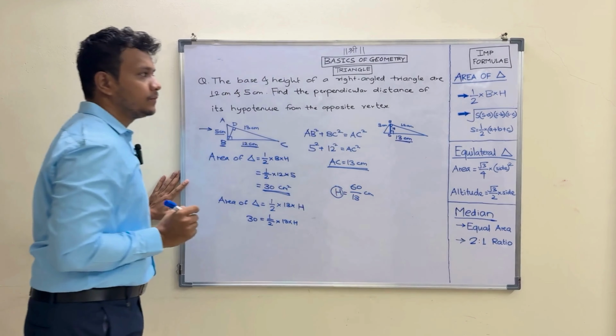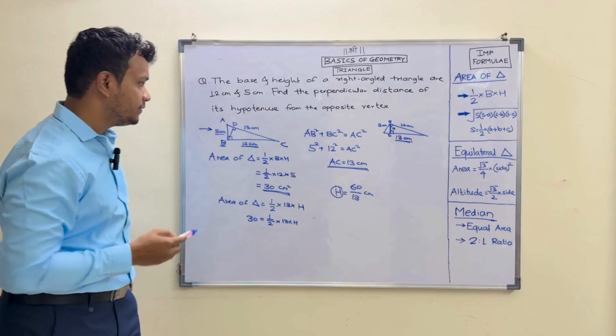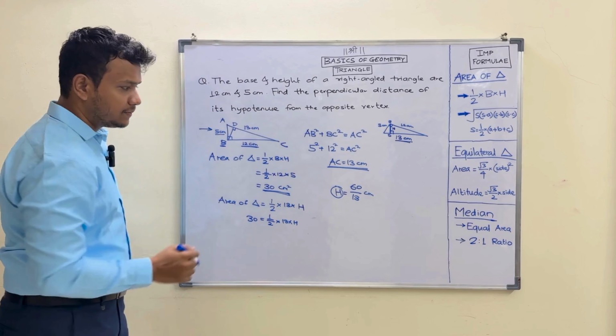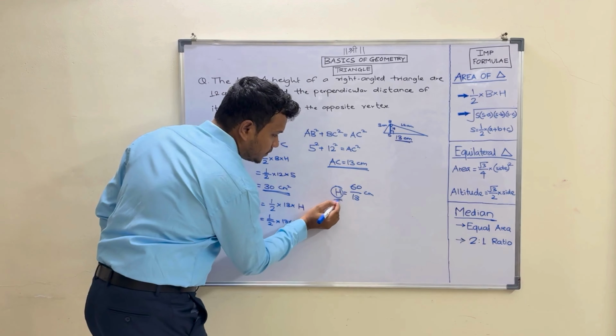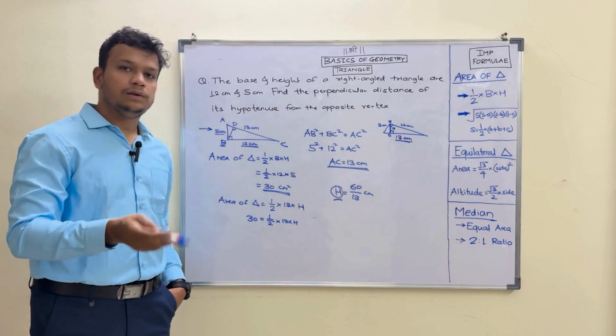So we got our answer here. What they're looking for, the perpendicular distance of its hypotenuse from the opposite vertex, is nothing but the altitude on its hypotenuse, and it is h. So we got our final answer: h is 60 by 13 centimeters. So this is the first question. Now we'll move to the next question.